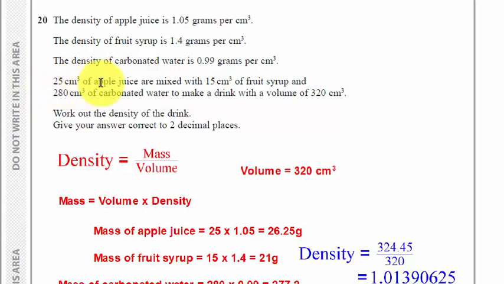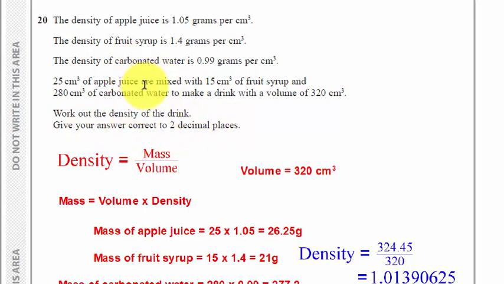25 centimetres cubed of apple juice are mixed with 15 centimetres cubed of fruit syrup and 280 centimetres cubed of carbonated water to make a drink with a volume of 320 centimetres cubed. Work out the density of the drink. Give your answer correct to 2 decimal places.